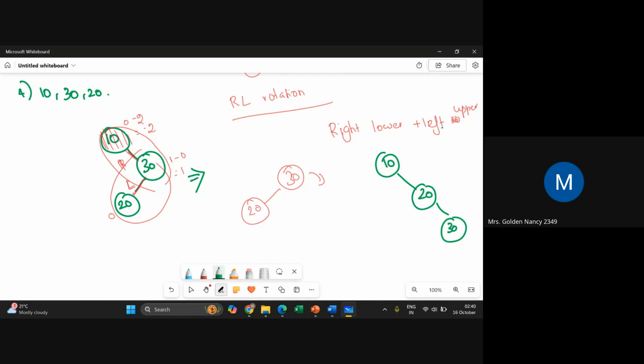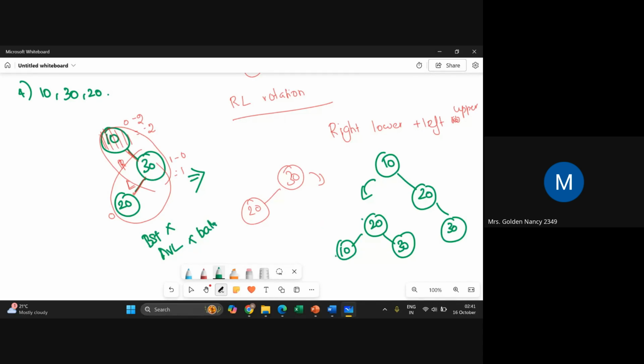Now left rotation in the upper part. So I have to do left rotation now, on this side. If I pull 10 down, what happens? 20 will be top, 10 will be left, and 30 will be right. Here, when you check these three, the property of BST is not violated, and the property of AVL is also not violated. For AVL, you have to check the balance factor.